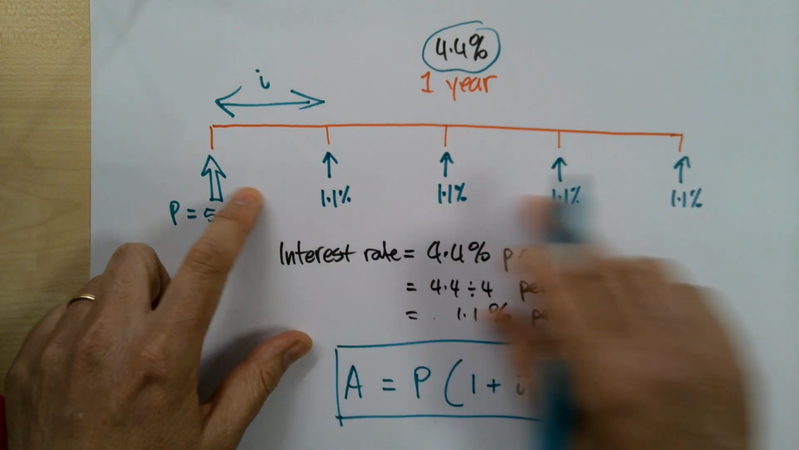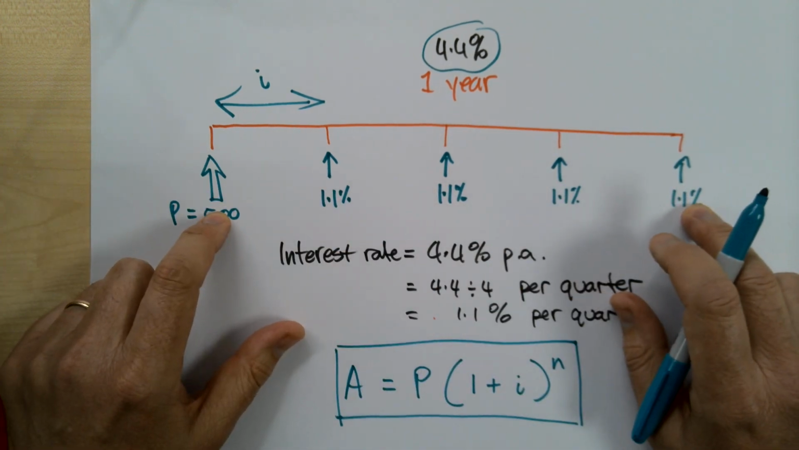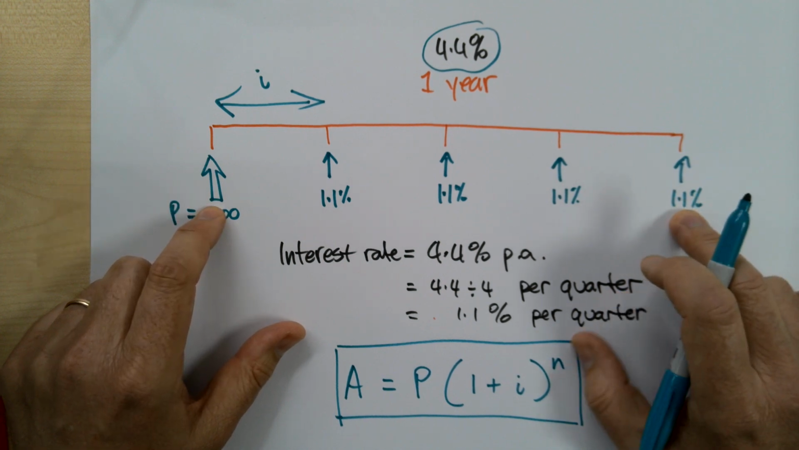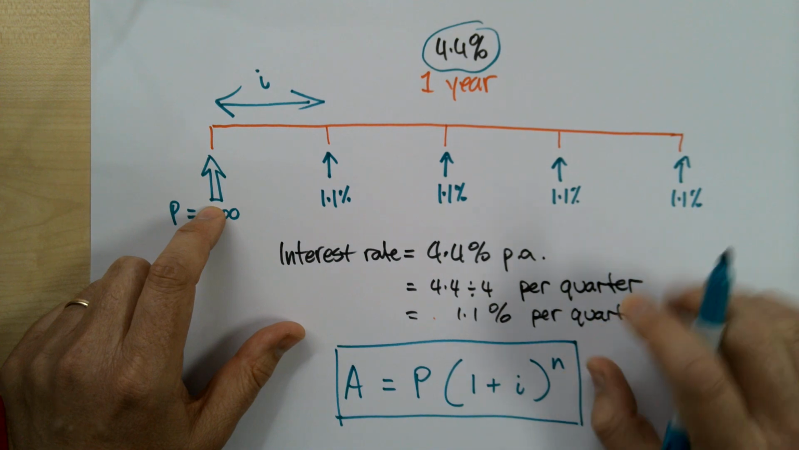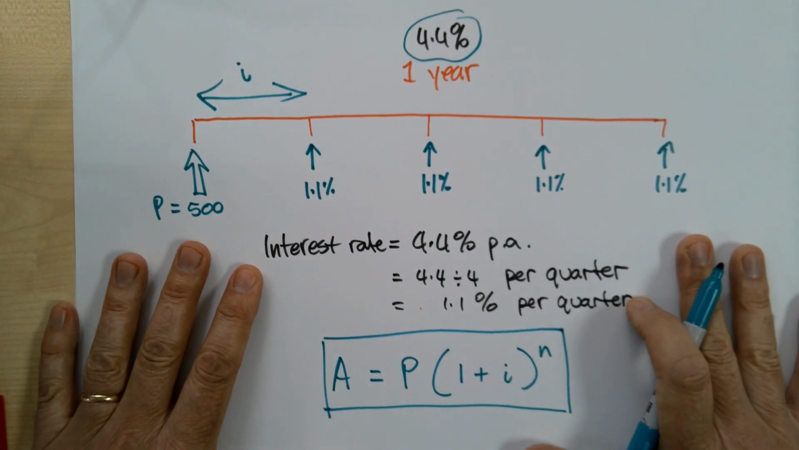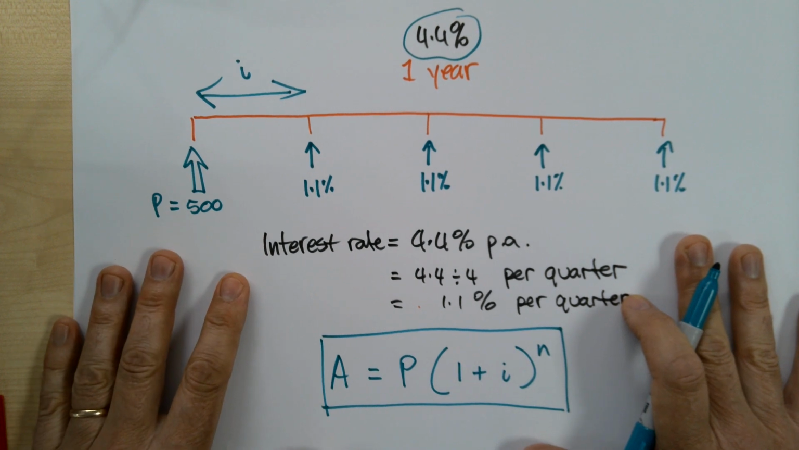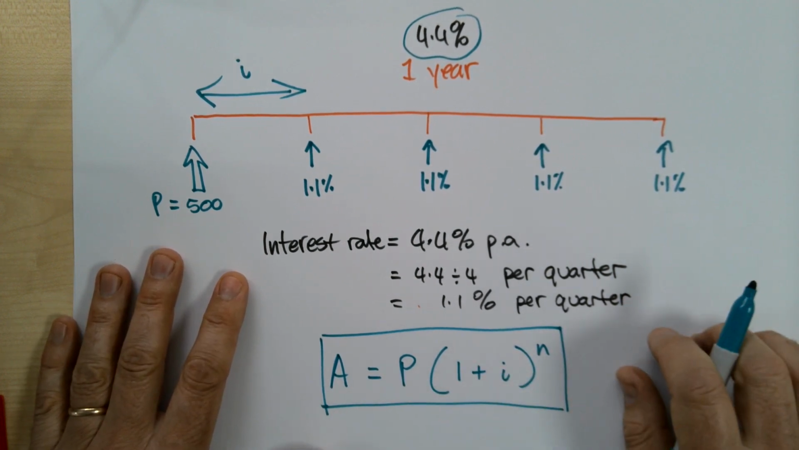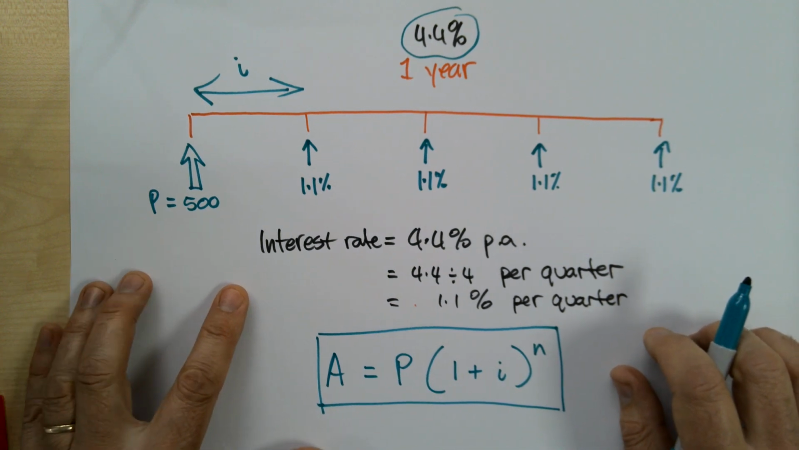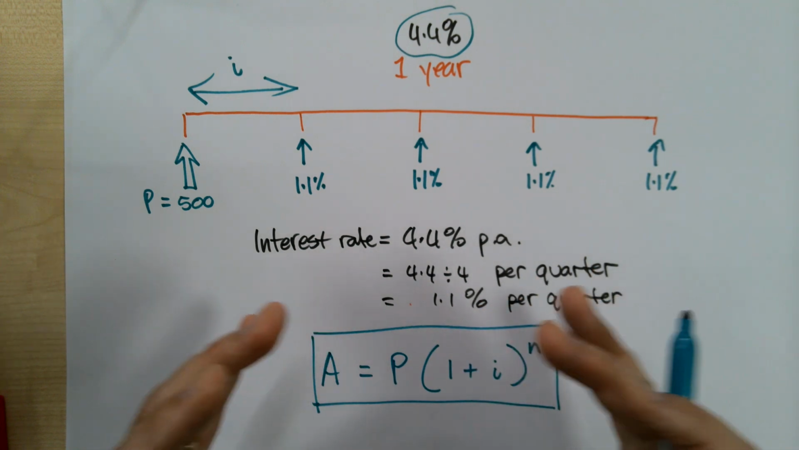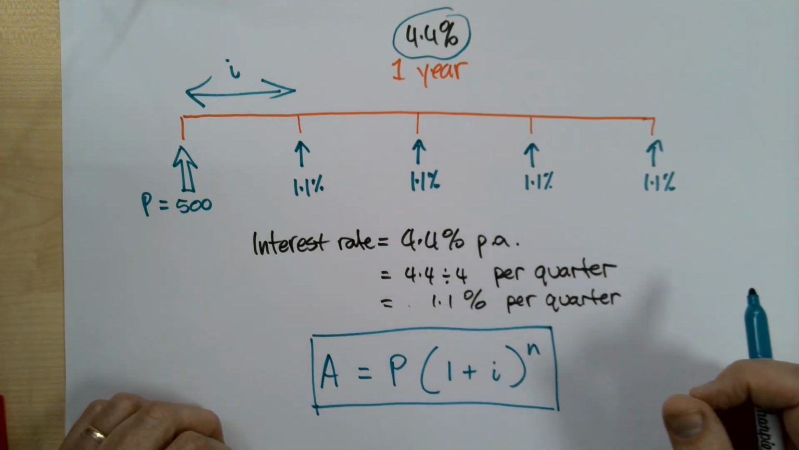If this went for 2 years, there'd be 8 times that the interest is injected into it. So N would be 8. Okay, so there's a bit to think about there. Now, this doesn't just apply to money. This applies to a whole bunch of things that grow. You know, trees grow according to this. Bacteria colonies, rust patches, anything where how fast it grows depends upon what's already there.